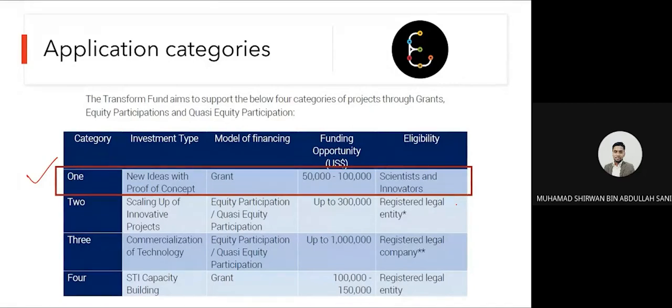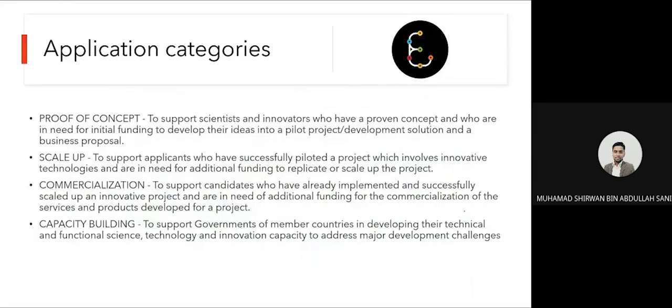idea has been proven. Okay, so if we go to the proof of concept definition, it is to support scientists and innovators who have a proven concept, which means you need to prove the concept first, or it has been highlighted or published elsewhere stating that this innovation has been proven. Okay, and then who are in need of initial funding to develop their ideas into a pilot project, development solution, and a business proposal. So I don't explain much on this one, because it has been explained by Dr.